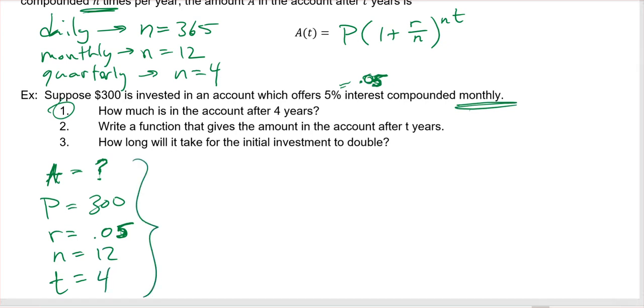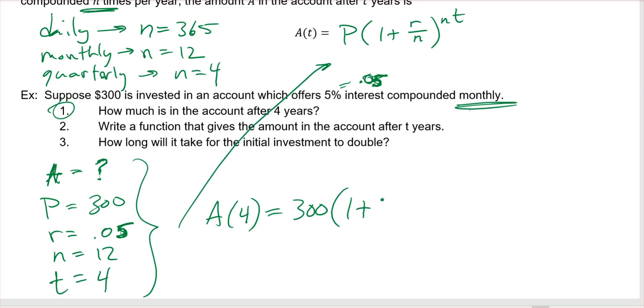Okay, well now that we have all of this, we just plop it on into this nice little formula here. So we've got A at 4 years is the principal, what we start with, and then we have 1 plus our rate over the number of compoundings, raised to the 12 times 4 power here. So right, we can find that amount and we can maybe crank that on.